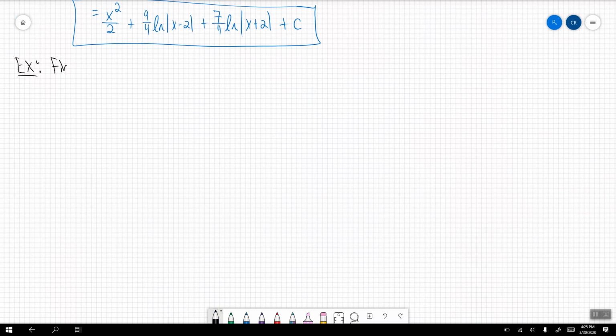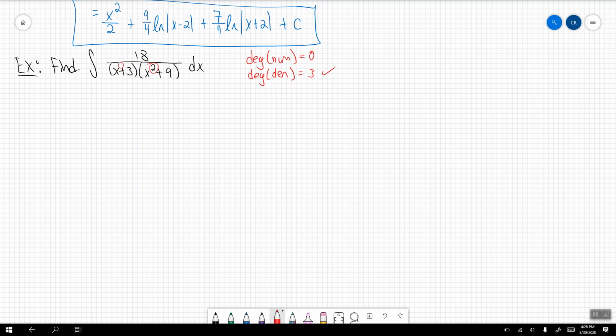We want to find the integral of 18 over x plus 3 multiplied by x squared plus 9, and this is all going to be dx. As our methods go, we're going to check the degree of the numerator. That's 0, versus the degree of the denominator. I see an x squared and an x to the power of 1, so that's going to be 3. The degree of the denominator is larger, which means, hey, partial fraction decomposition, here we come.